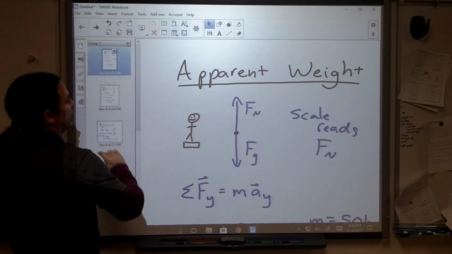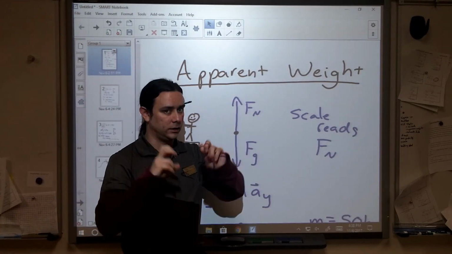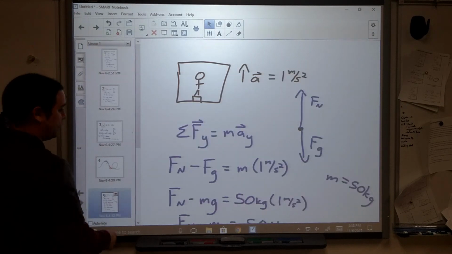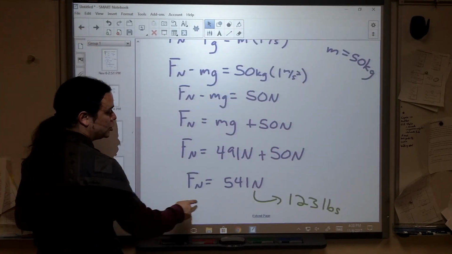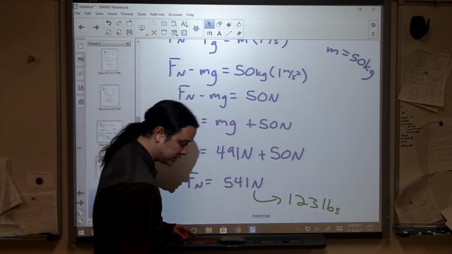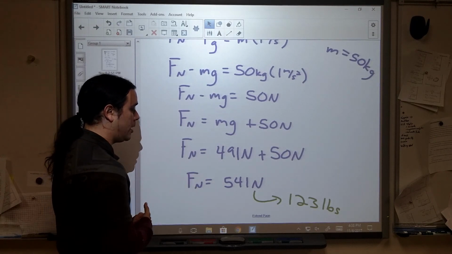Now, this is why we call it an apparent weight. Normally, when we say weight, we refer to the force of gravity on us, and I have not had my force of gravity on me change. It is still 491. But what the scale reads and what I feel has actually gone up a little bit.